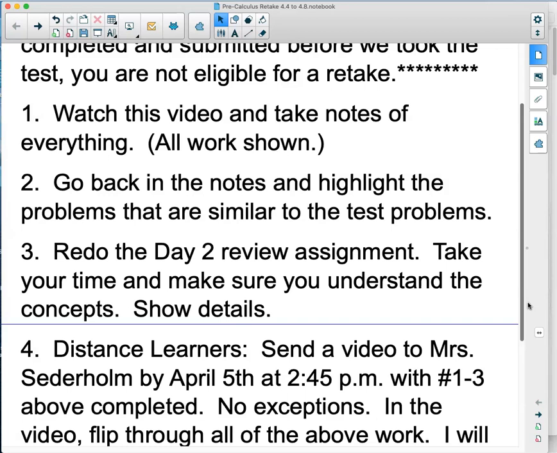Number 2, go back in your notes. Highlight the problems that are similar to the test problems. You should be able to find them very easily. You know, we use the notes to guide what we put on the test, and so you definitely should see examples where that's happening. Number 3, redo the day 2 review assignment, since that's the one that's usually closest to what you're going to see on the test, and then take your time and make sure you understand the concepts.